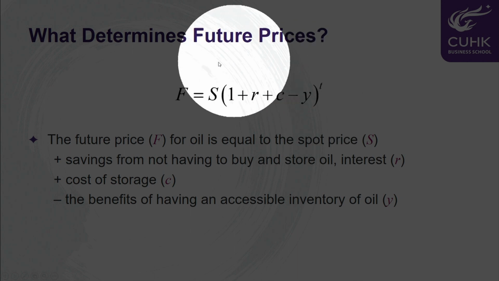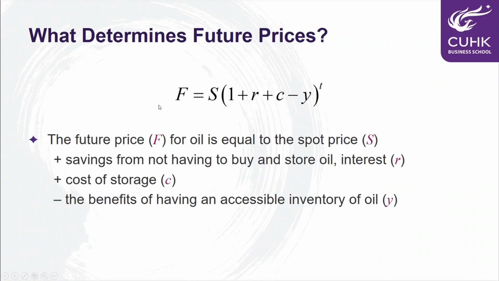That's why, if you look at the formula right here, the futures price can be determined by the spot price, the present price of the oil, plus the interest cost, plus the storage cost, and minus some convenience yield. If we have some physical oil, that may be convenient to us, so we can have some benefit of having some immediate oil.